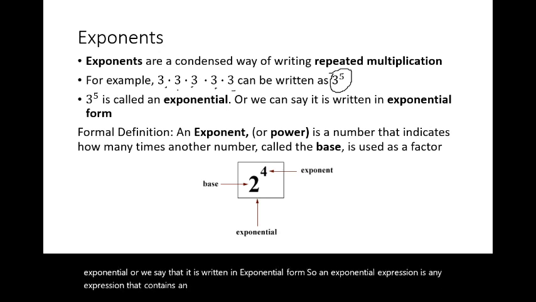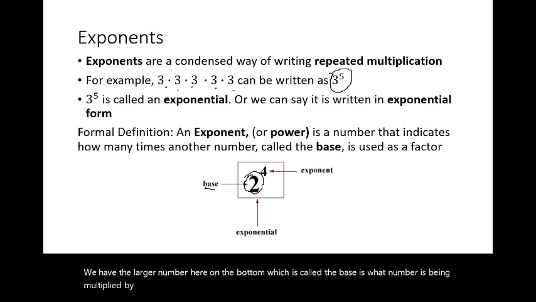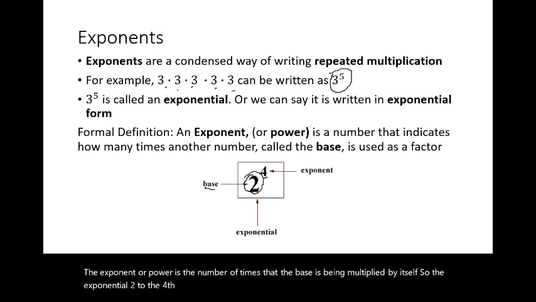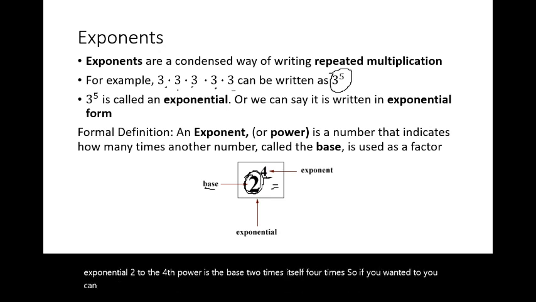Now, an exponential expression has two parts. We have the larger number here on the bottom, which is called the base. The base is what number is being multiplied by itself. The exponent, or power, is the number of times that the base is being multiplied by itself. So the exponential 2 to the 4th power is the base 2 times itself 4 times. So if you wanted to, you can rewrite this exponential as repeated multiplication. You could write this as 2 times itself 4 times.